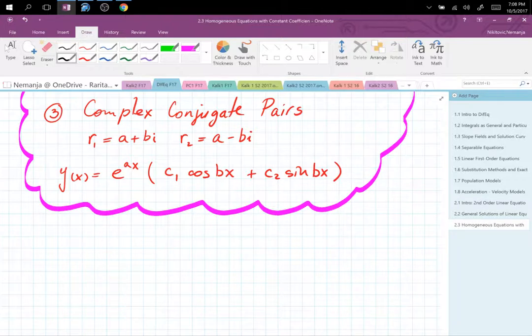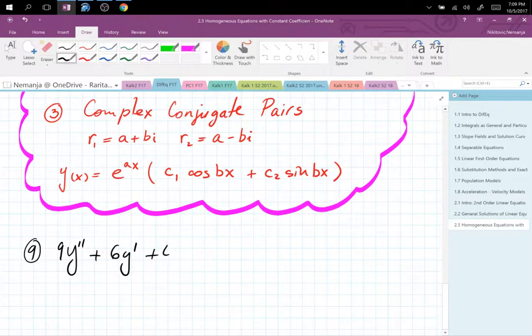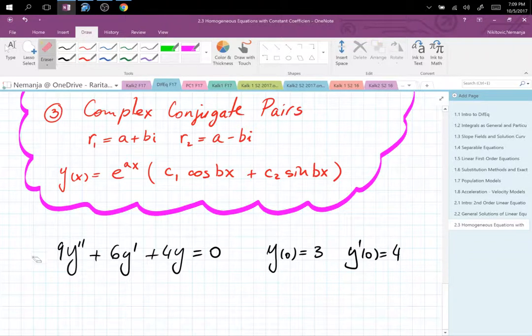For instance, we have this. Let's go with 22. It looks awful, but we'll do it. 134. So 9y double prime plus 6y prime plus 4y is equal to 0. And we have y of 0 is equal to 3, and y prime of 0 is equal to 4. So this is problem 22. Why did I put 9? All right.